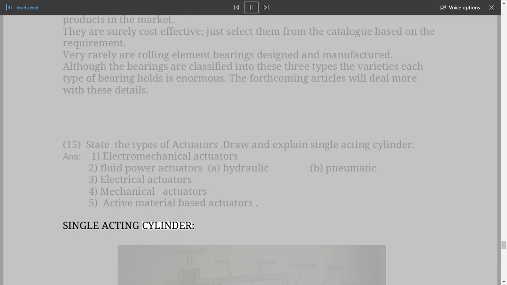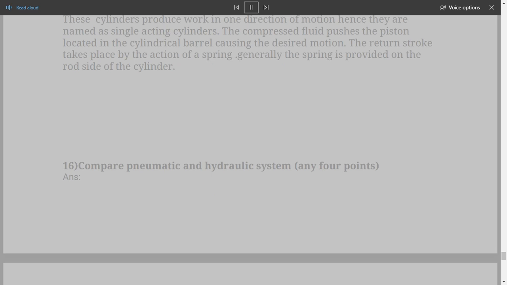Single-acting cylinder. These cylinders produce work in one direction of motion, hence, they are named as single-acting cylinders. The compressed fluid pushes the piston located in the cylindrical barrel, causing the desired motion. The return stroke takes place by the action of a spring. Generally, the spring is provided on the rod side of the cylinder.